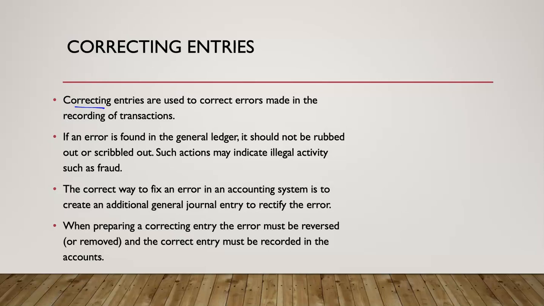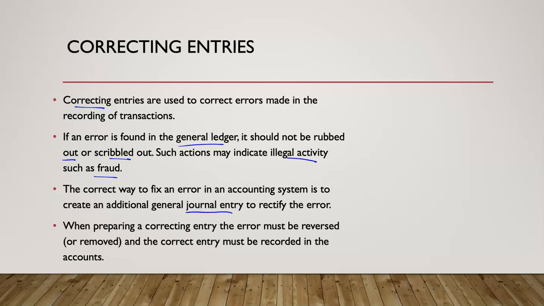If an error is found in the general ledger where there has been a debit or a credit, it should not be rubbed out or scribbled out. We make sure that we don't do this because this might indicate that something illegal or fraud is happening. So we need to have a correct way to fix an error. And to do this, we're actually going to have to do a general journal entry to rectify the error.